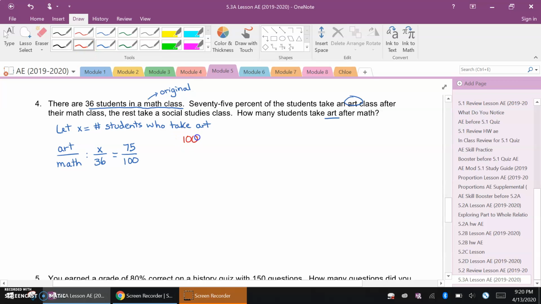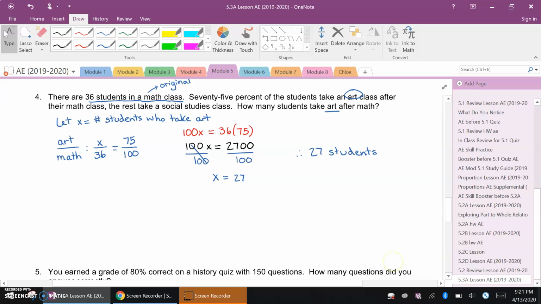So we have 100 times x, and then equals 36 times 75. Once we multiply 36 times 75, we're going to get 2,700. And then we're not quite done yet, because we have to get rid of the 100. So if we divide by 100 on both sides, we are going to get x equals 27. So that means that 27 students of the class, so 27 students take art after math.